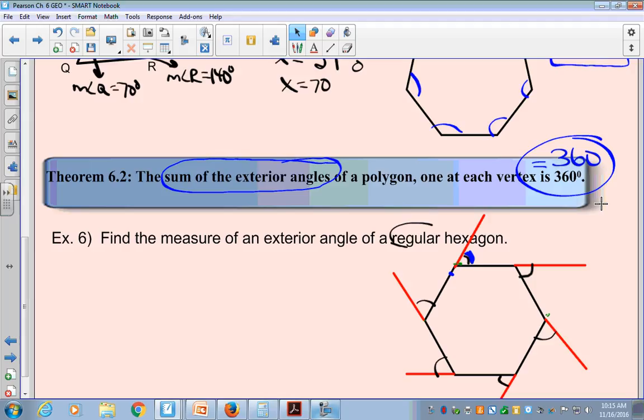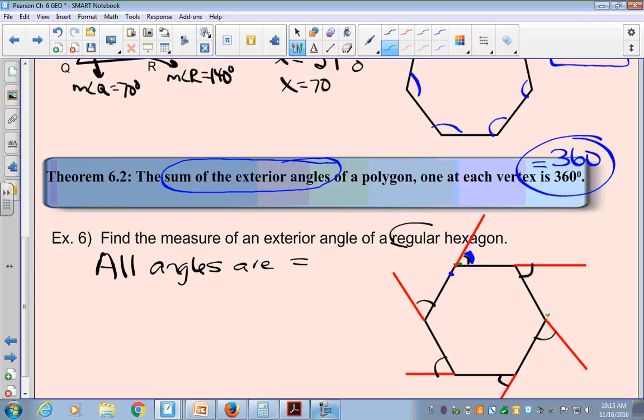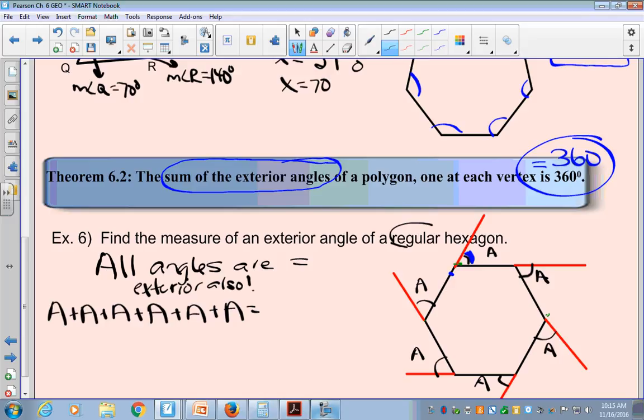Okay. If we are a regular hexagon, then all of our angles have equal measure, and that is true for exterior angles as well. So say that this is angle A. I'm going to add up all these angle A's, and it's a hexagon, so there's six of them. You guys do not have to write this down. This is just for demonstration purposes only. So there's six of them. When we add them together, it's equal to 360.